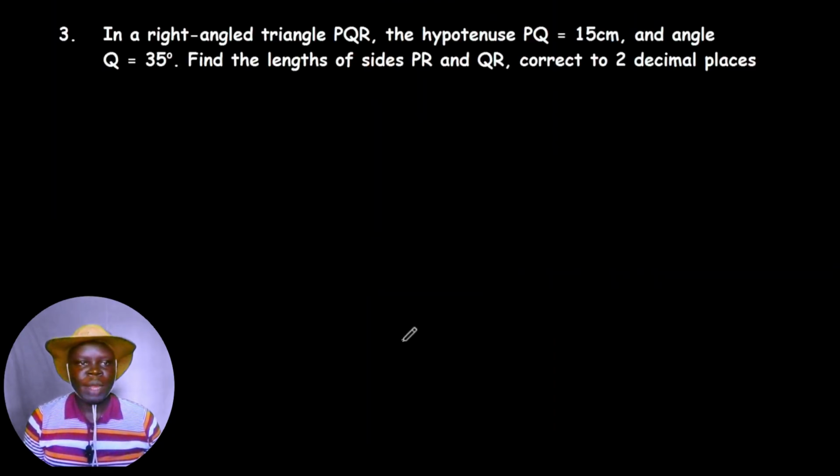Alright, question number 3 is right away here. In a right angle triangle PQR, the hypotenuse PQ is 15 centimeters and angle Q is 35 degrees. Find the lengths of sides PR and QR, correct to two decimal places.